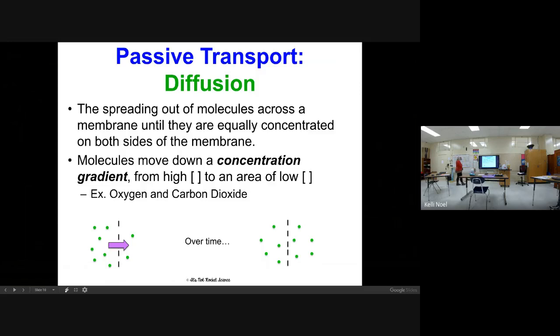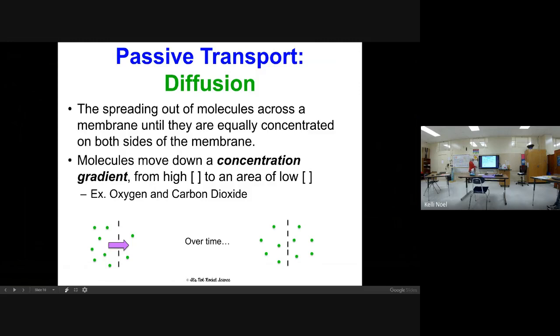What we call this is going down a concentration gradient. You're going from lots of it to a little of it. These square brackets represent the word concentration. It's a shorthand, so if you think you can remember that, you can use it. Gases tend to do this, like oxygen and carbon dioxide are two examples.